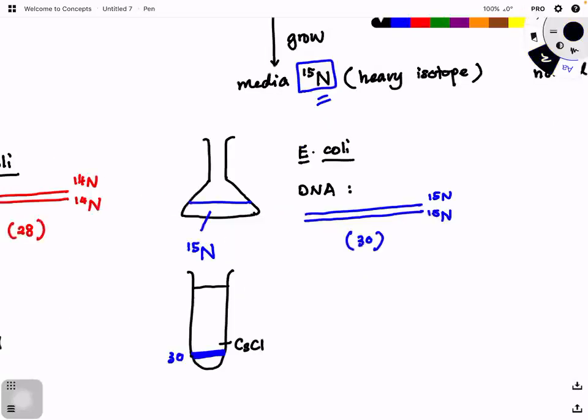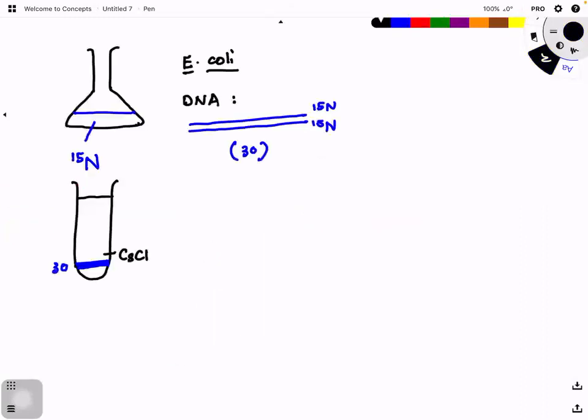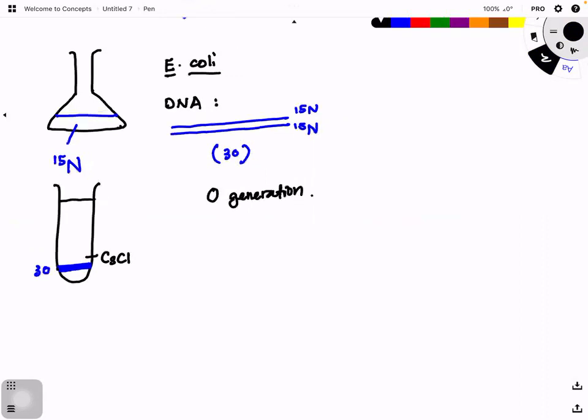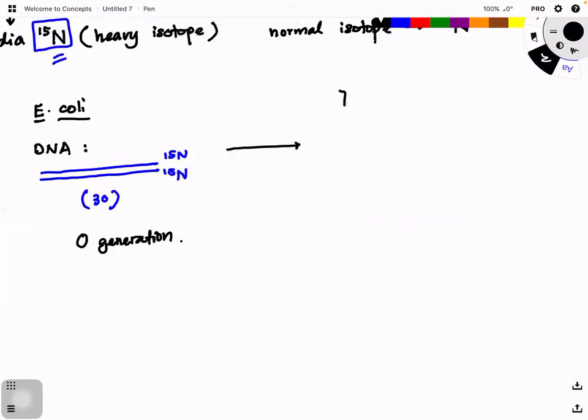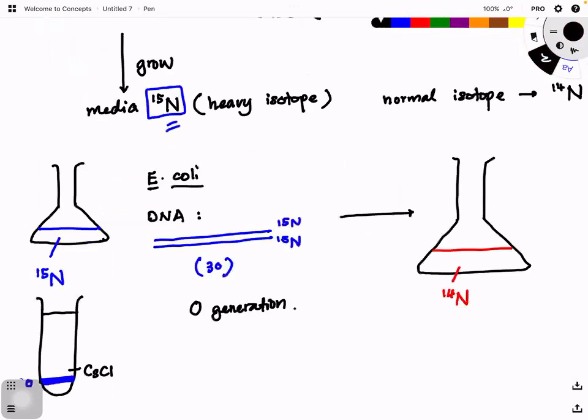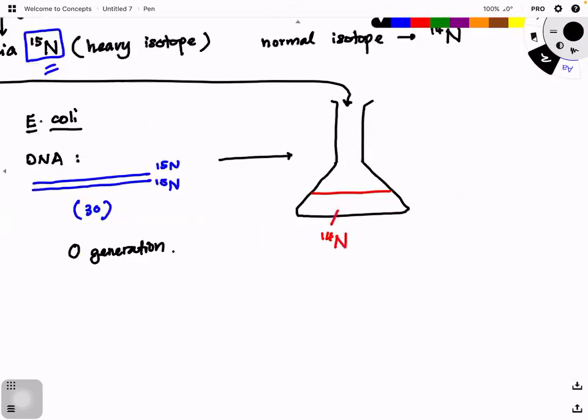So what are the scientists going to do? This DNA, we call it the first generation, the zero generation. All bacterial DNA is now 15N, 15N, the heavier one. So what did the scientists decide to do next? Take some of the bacteria and grow them in a flask that contains 14N. Take some of the bacteria here and transfer it. Are you clear? So the bacteria will start to carry out DNA replication, but now their nucleotides cannot be 15N anymore. Their nucleotides will be 14N.